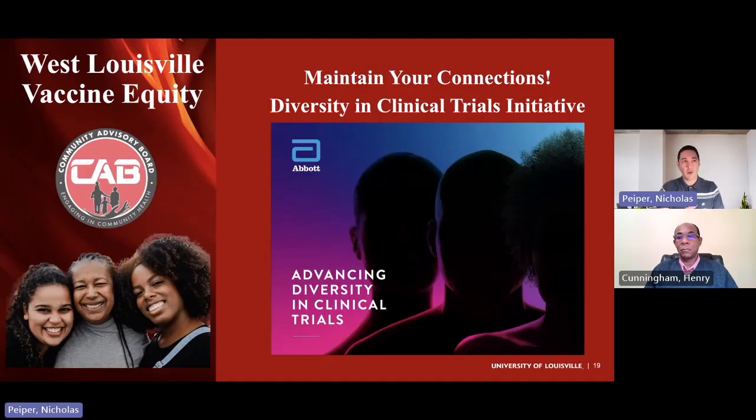They've even provided some input around some of the more data-driven aspects of what we're doing, how to look at outcomes, particular outcomes that we should look at, particular metrics that we should look at. So really, the community partnerships have been instrumental in having a 360 view of how to best address this long-standing issue of lack of diversity in clinical trials and clinical research.